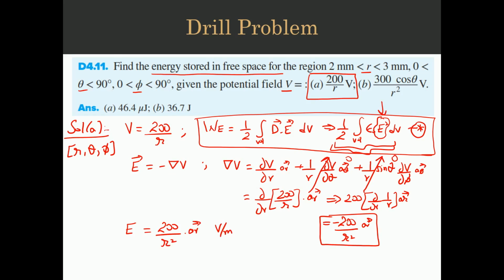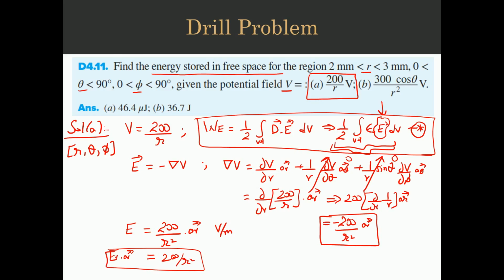We get the value in volts per meter, but we want the value as a scalar component, so I can represent this E as E_r along a_r, which means I will have a value of 200 divided by r square, since the a_r and a_r dot product will be equal to 1. So this is how we got the value of E.